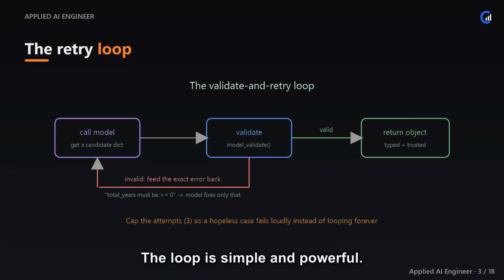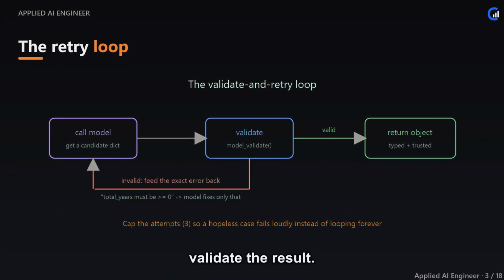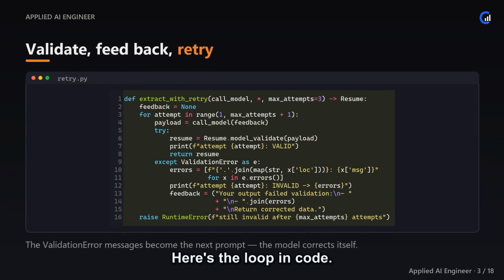The loop is simple and powerful. Call the model, validate the result. If it's valid, return the object, done. If it's invalid, we don't throw our hands up. We take the exact validation error and feed it back to the model as feedback, asking it to fix only that. Then we try again. We cap the attempts, say 3, so a genuinely impossible case fails loudly instead of looping forever. Most malformed outputs are corrected on the very next attempt because the error message tells the model precisely what to change. Here's the loop in code.